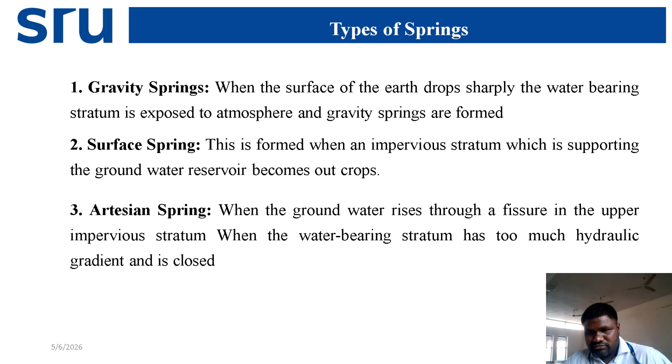Here, springs will be divided into three types: gravity springs, surface springs and artesian springs. Gravity springs are formed when the surface of the Earth drops sharply and the water-bearing stratum is exposed to the atmosphere. Next, surface springs are formed when the impervious stratum supporting the groundwater reservoir outcrops. Then an artesian spring is when the groundwater rises through a fissure. Fissure means a crack in any rock; if the water gets out, that is called an artesian spring.